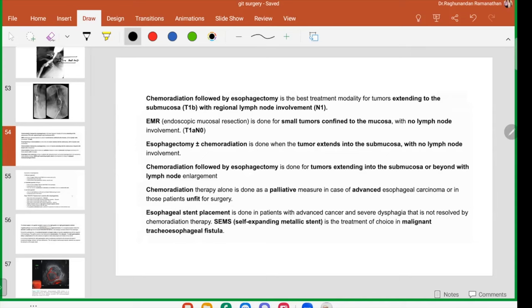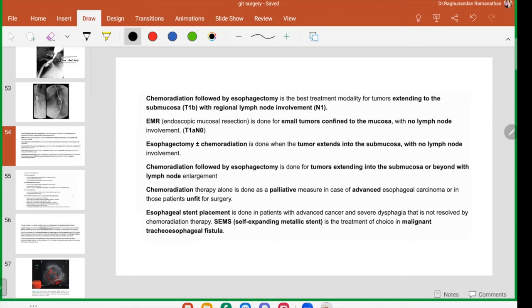node is involved. But T1A, no lymph node is involved, now you go for endoscopic mucosal resection, whereas chemo radiation followed by esophagectomy is done in T1B, N1. Esophagectomy and chemo radiation is going to be done when the tumor extends into submucosa.